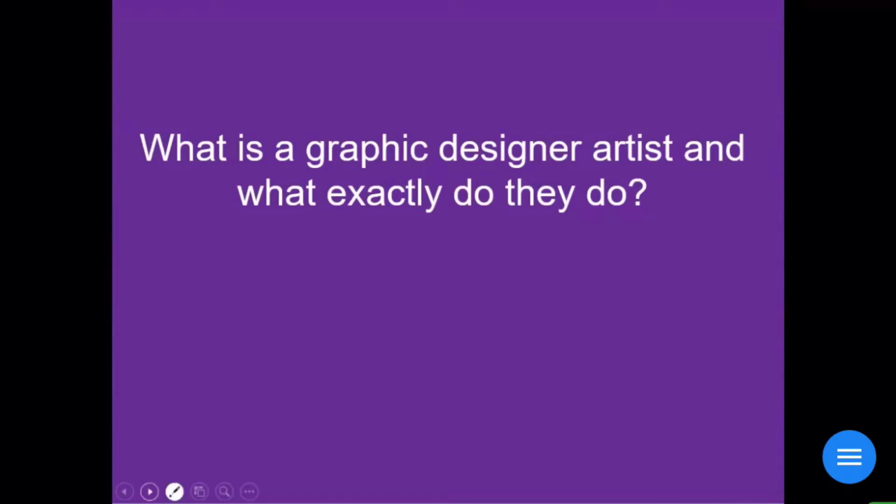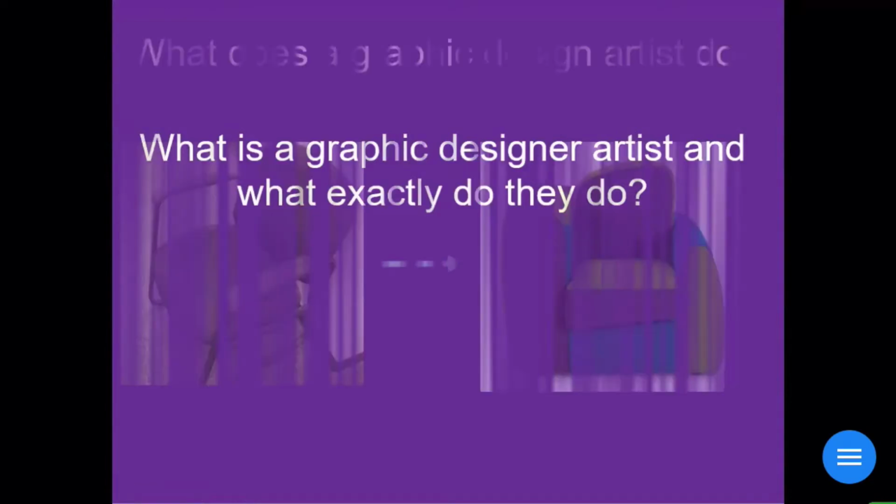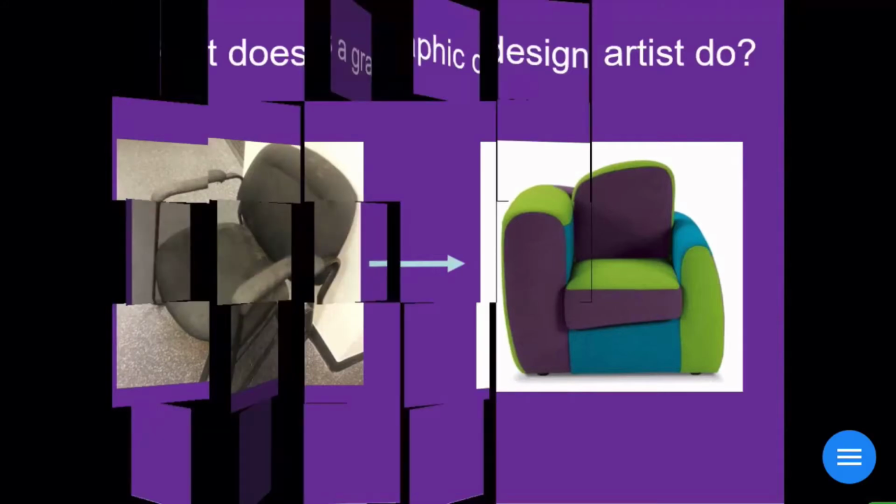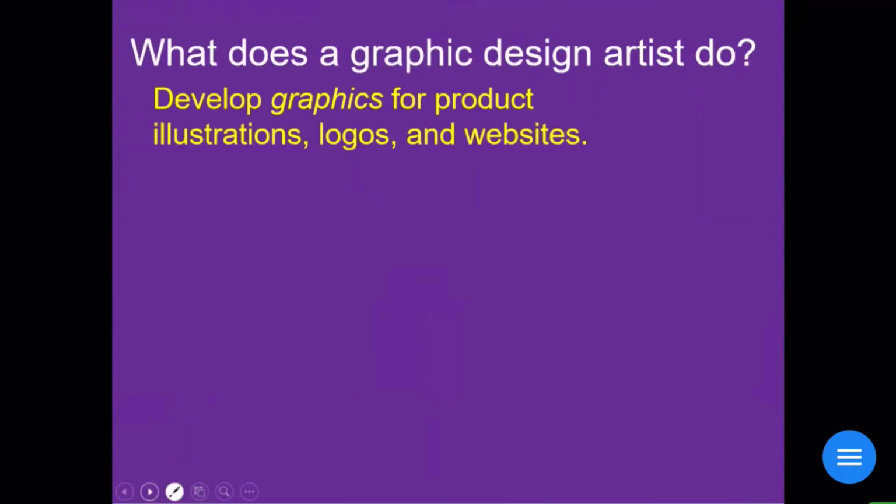Well, they do a lot of things. It just so happens that my senior college student, my child who lives at home with me, is going for her graphic design degree. And what I like to say graphic designers do is that they take the ordinary and then they turn it into something extraordinary, or even more extraordinary, or something fantastical and whimsical. I'm not sure I'd want to sit in that chair, but it sure is interesting to look at. So they develop graphics for products, illustrations, logos, and websites.